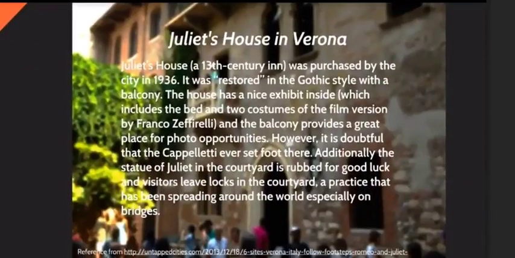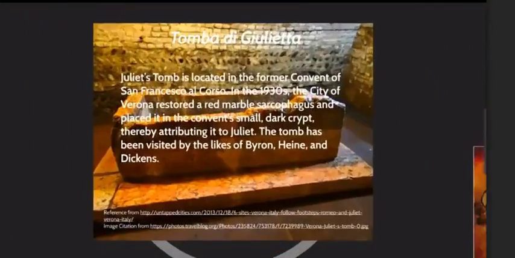In Verona, there is a place called Juliet's House. It's actually a 13th century inn which was purchased by the city in 1936. It was restored to the Gothic style with a balcony. The house has a nice exhibit inside which includes a bed and 2 costumes of the film version by Franco Zeffirelli. And the balcony provides a great place for photo ops. However, it is doubtful that the Capulets ever set foot in there. Additionally, the statue of Juliet in the courtyard is rubbed for good luck, and visitors leave locks in the courtyard, a practice that has been spreading around the world, especially now on bridges.